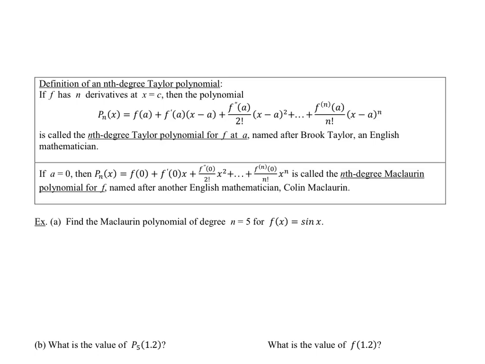So this is a typo, because every time I make an edit, I fix something, a new error emerges to take its place. So if f has n derivatives at x equals, that would be a, not c. Some textbooks have c for center, because that's where your polynomial function would be centered.